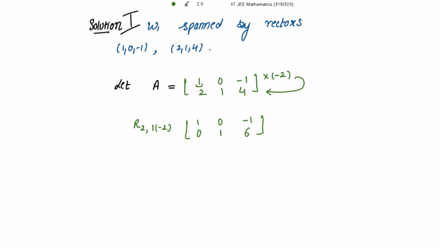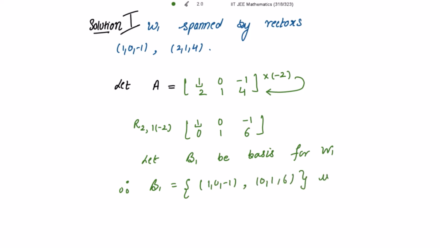So this is now the row echelon form, right? We are having the leading entry over here and below this leading entry we are having the 0 element, right? So let B1 be the basis. Therefore B1 is equal to (1, 0, -1) and (0, 1, 6). So these form the basis for W1. And the dimension of W1 is, how many basis vectors are present? 2. So the dimension of W1 is 2.